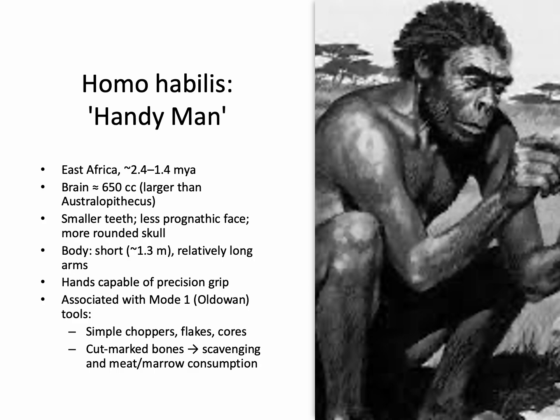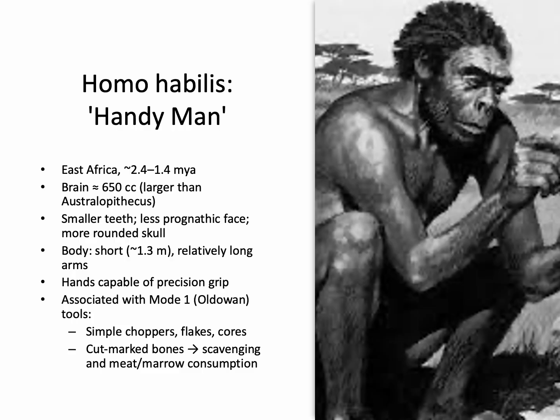First, the brain is larger, averaging about 650 cubic centimeters, which is roughly 50% bigger than typical Australopithecine brains. Still smaller than ours, but clearly headed in that direction. The face, second, is less prognathic. It doesn't jut out as much, and the skull is somewhat more rounded.